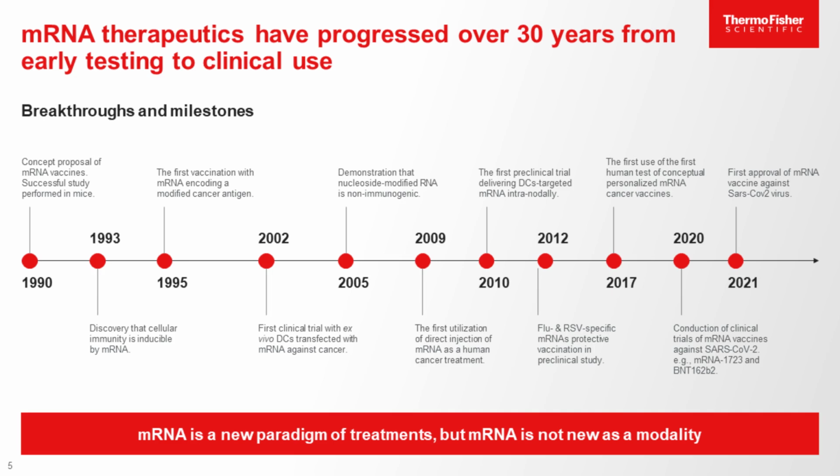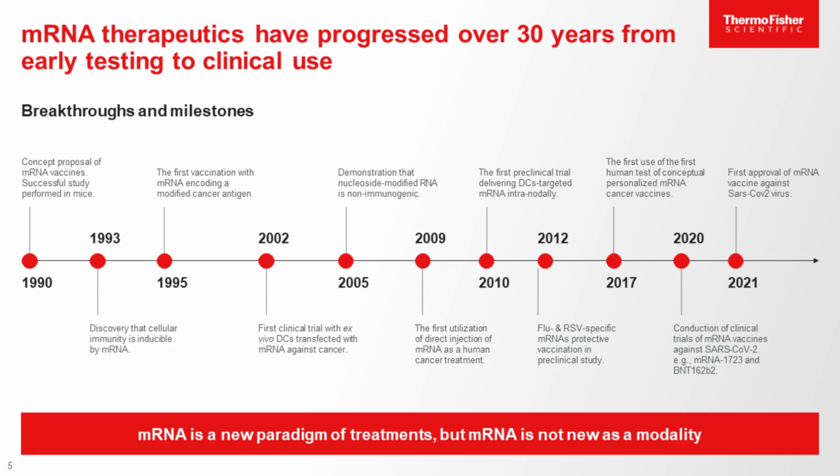mRNA therapeutics has progressed significantly over the past 30 years from early testing to clinical use. The first proposal of mRNA vaccines began in 1990 with a successful study performed in mice. This was followed by the first vaccination with mRNA encoding a modified cancer antigen, which was observed in 1995, with the first clinical trials with ex vivo DCs transfected with mRNA against cancer in 2002. In 2005, an important milestone was achieved for RNA therapeutics in the demonstration that nucleoside-modified RNA is non-immunogenic.